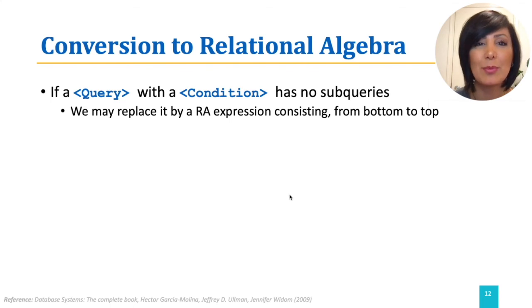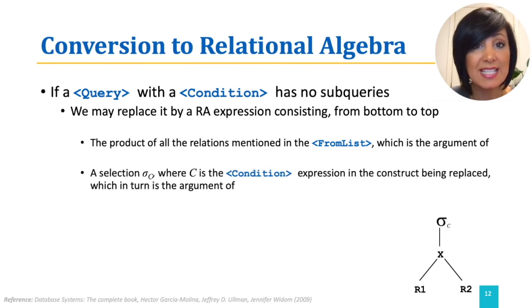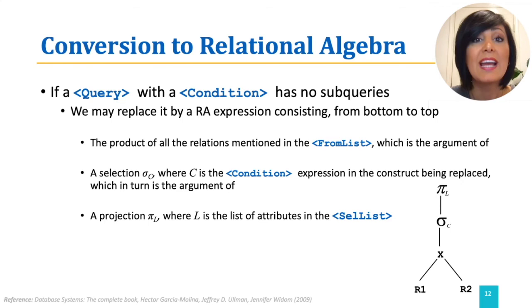First, we replace the product of all of the relations mentioned in the from list at the bottom of the tree. This provides the arguments to the next level. Then, the next level of the tree is a selection with condition C, where C is the condition expression in the construct being replaced. Then, at the next level of the tree, taking that as input, we have a projection on list L, where L is the list of attributes in the select list. Using these 3 simple steps, we have our array tree.